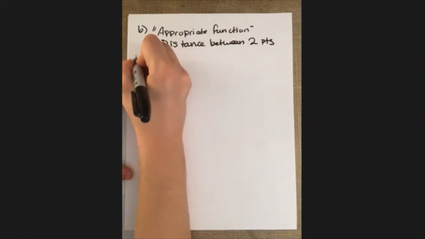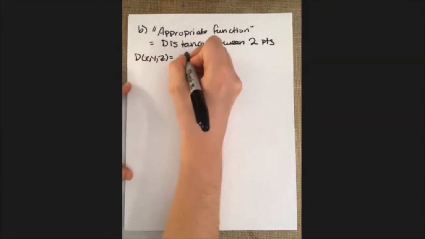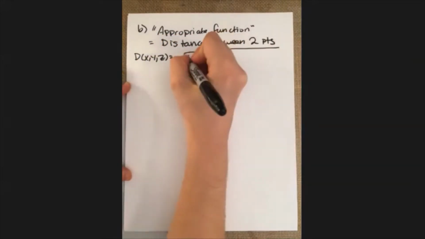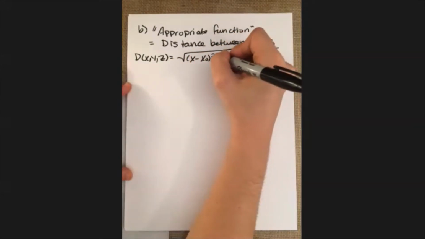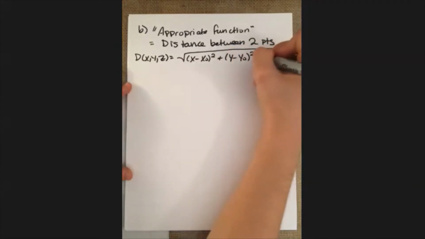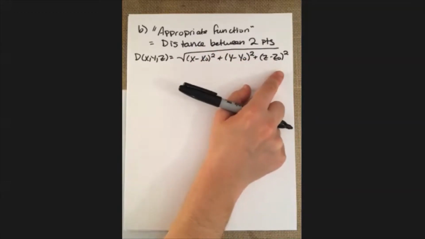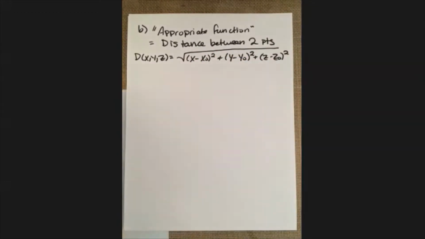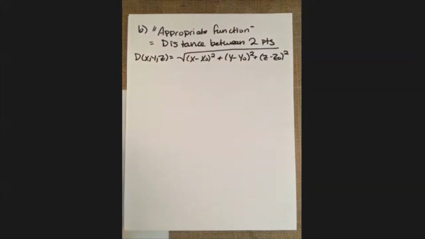And that function is given by d(x, y, z) equals the square root of (x - x₀)² + (y - y₀)² + (z - z₀)², where x₀, y₀, and z₀ are our given point that we really want to know about the distance with respect to. So the goal is going to be ultimately to minimize this with our point plugged into it.